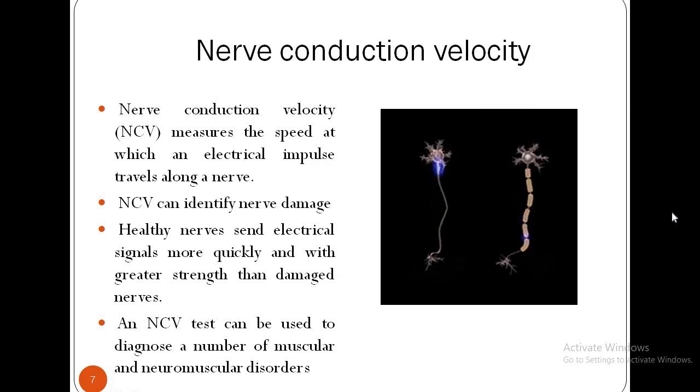Nerve conduction velocity. Nerve conduction velocity measures the speed at which an electrical impulse travels along a nerve. Nerve conduction velocity or NCV can identify nerve damage since healthy nerves send electrical signals more quickly and with greater strength than damaged nerves. An NCV test can be used to diagnose a number of muscular and neuromuscular disorders.